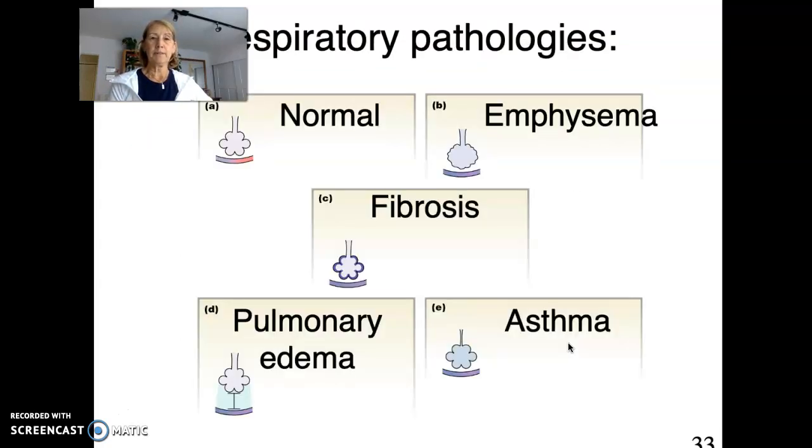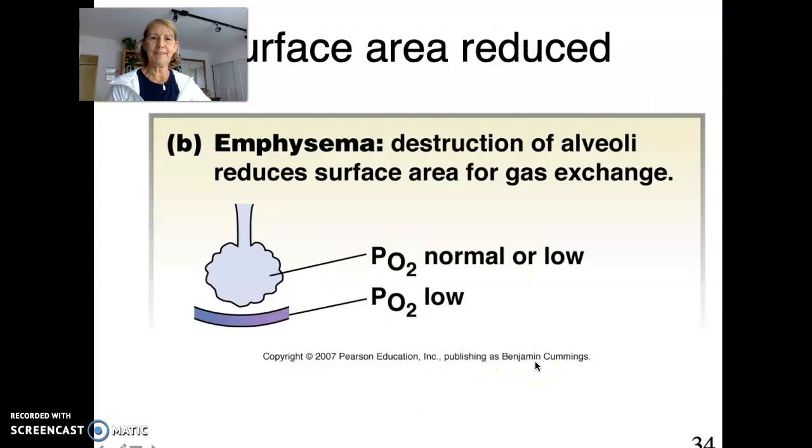So there's a series of slides here with these little small diagrams showing you, this is normal. You have an alveolus and you have the capillary and it should pass quite easily. And this is emphysema, fibrosis, pulmonary edema, asthma. Let's see if I can get to all of these.